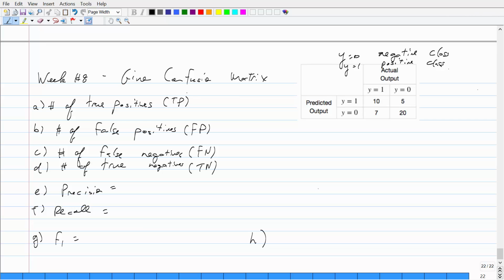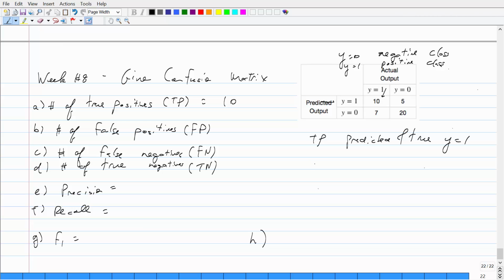What we have to do is calculate what is known as the number of true positives. A true positive is when the predicted and true are both equal to 1. So a true positive means that what you predict and what the actual output is are both positive. In this case, it's just this element right here. When y is equal to 1 for both the predicted and the output, it's equal to 10.